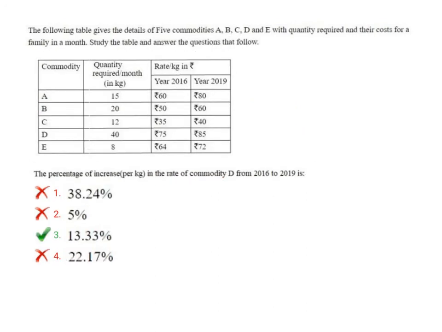The percentage of increase in the rate of commodity D from 2006 to 2009. So in D it is 75, it became 85. 75 became 85 means an increase of 10 by 75 into 100. I can say 25 3s are, 25 4s are. 40 by 3 is 13.33% or 13 1 by 3%.